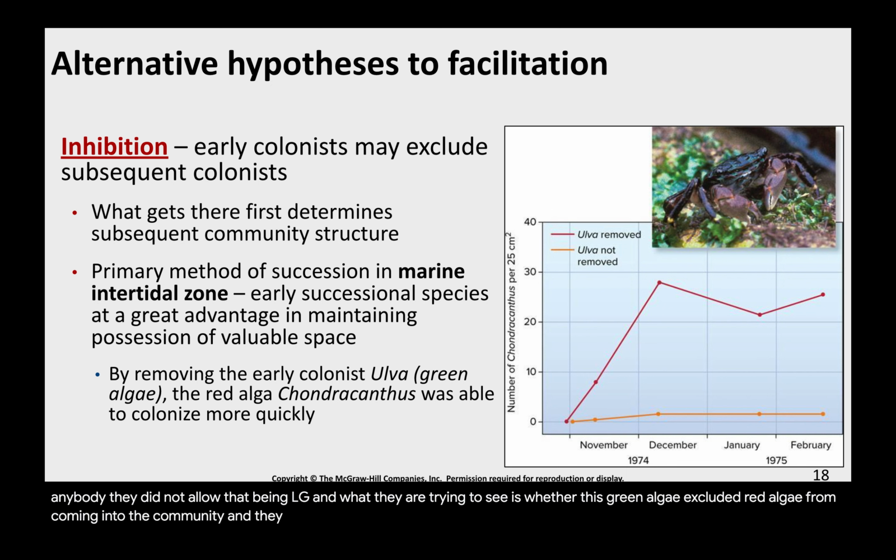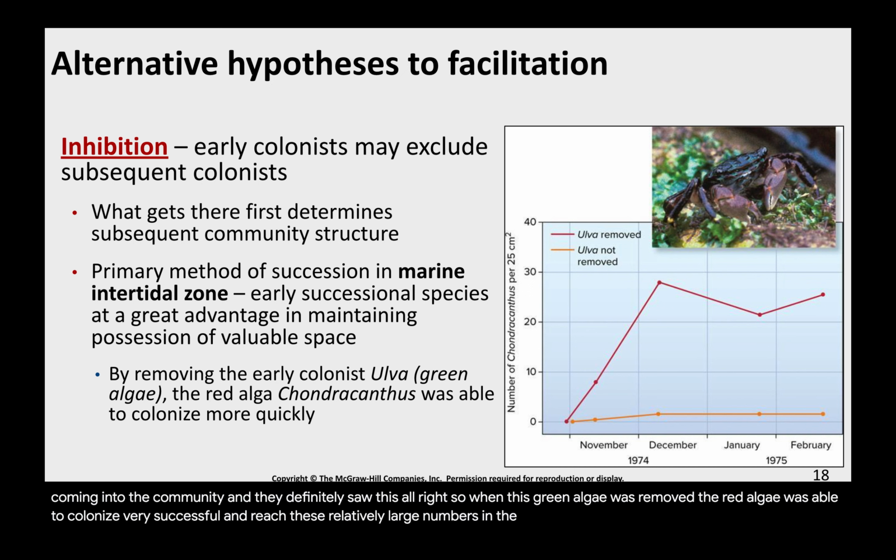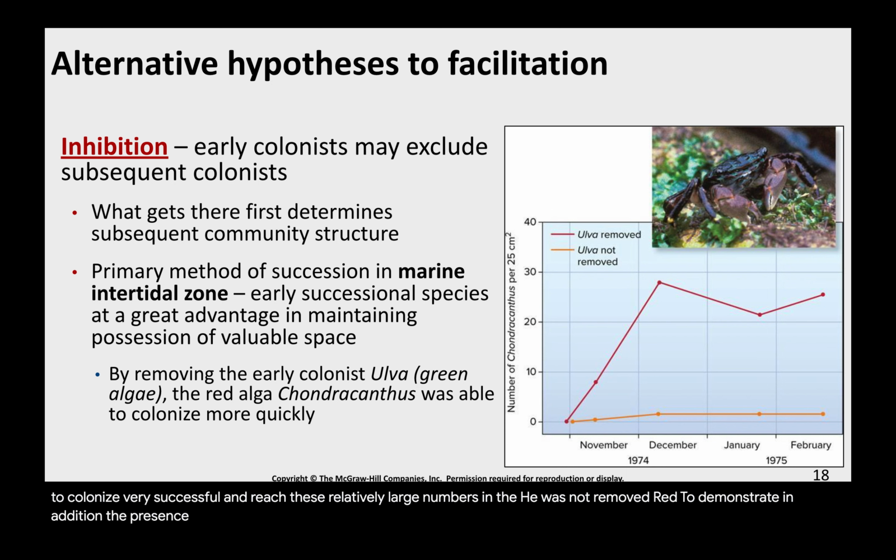And what they were trying to see is whether this green algae excluded red algae from coming into the community. And they definitely saw this. When this green algae was removed, the red algae was able to colonize very successfully and reach these relatively large numbers in the community. But if the green algae was not removed, that algae basically excluded the red algae from coming in. And that was a great experiment to demonstrate inhibition. The presence of that green algae inhibited red algae from coming in to colonize.